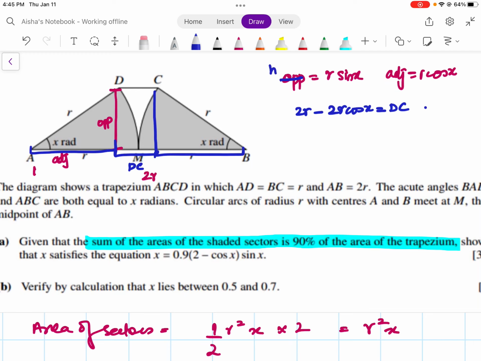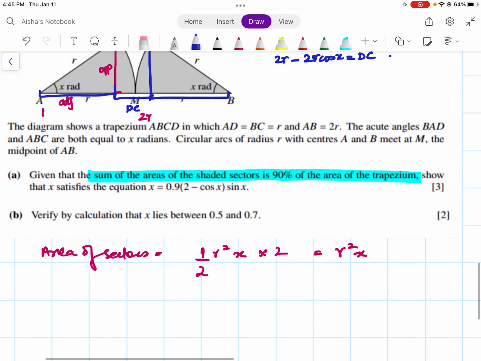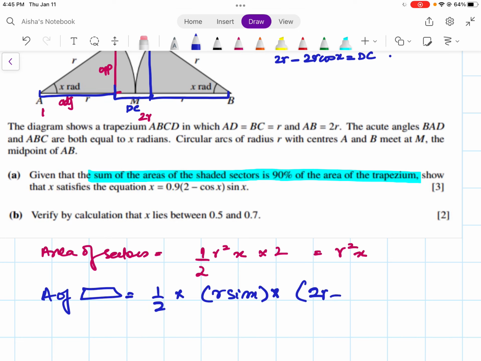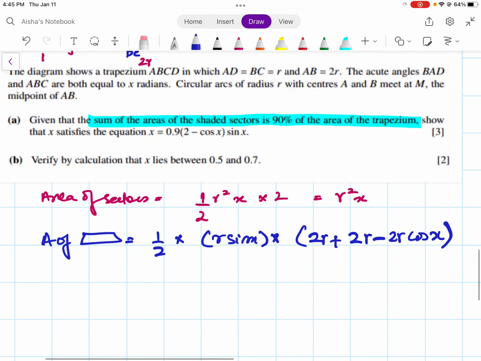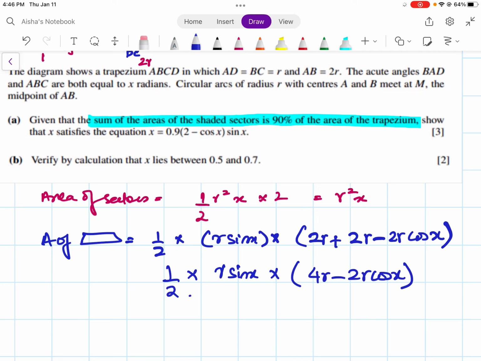This is the height of the trapezium, right? Now, area of trapezium will be half into height into sum of parallel sides. One side is 2r, plus 2r minus 2r cos x. Does it make sense? Okay, now here, r sine x, I can take 2 and r common out.